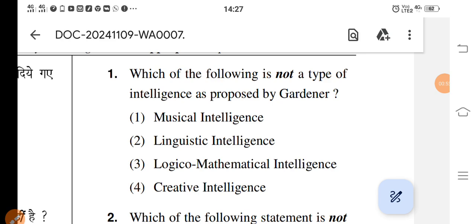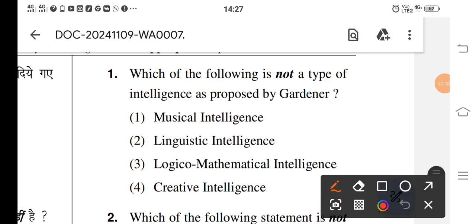One is musical intelligence, it is given by Gardner. Linguistic intelligence is also proposed by Gardner. Logico-mathematical intelligence is also proposed by Gardner. Okay, so over here they have asked which was not given. So the fourth one, creative intelligence, is not given by Gardner.